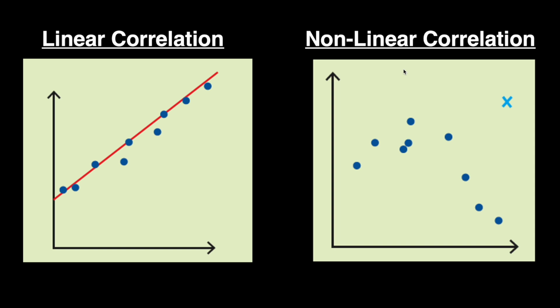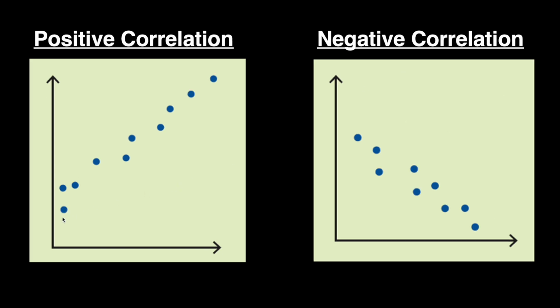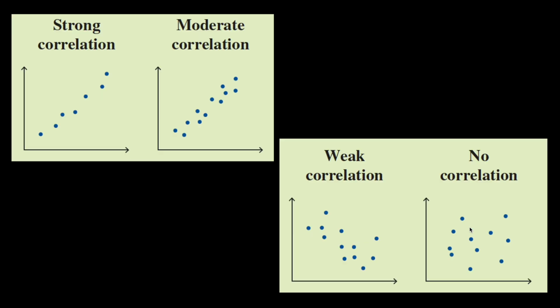Our second description is whether it is positive, as in it is going up, or negative, as in it is going down. Positive or negative is our second description. Our third description is the strength, so the strength of that correlation.